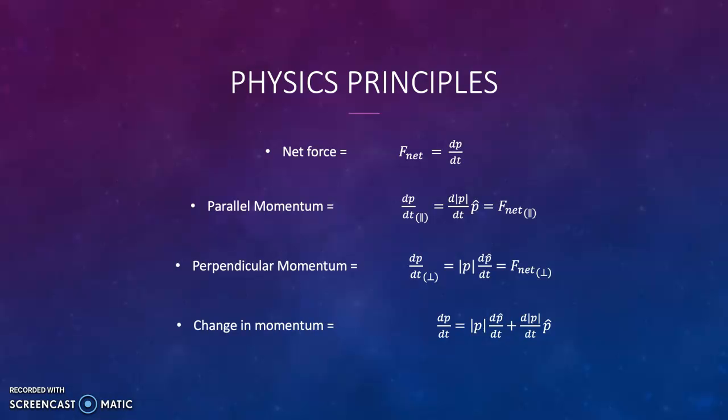So some basic physics principles and formulas that I used: net force can also be seen as equal to change in momentum, dp over dt, instead of mass times change in velocity over time. To find the net force, aka change in momentum, we have to find parallel momentum and perpendicular momentum separately, which in turn, adding them together, gives you change in momentum, shown on the bottom.